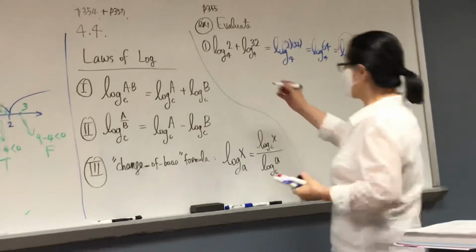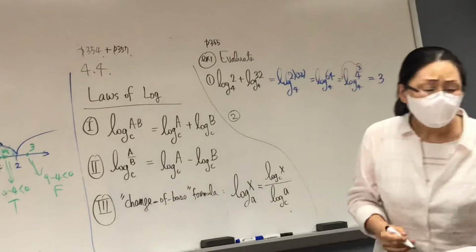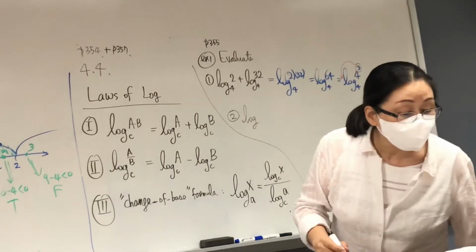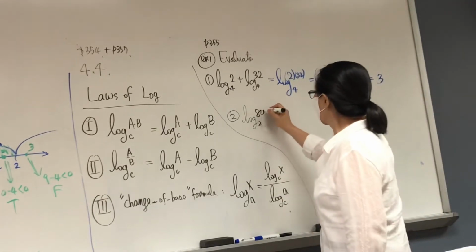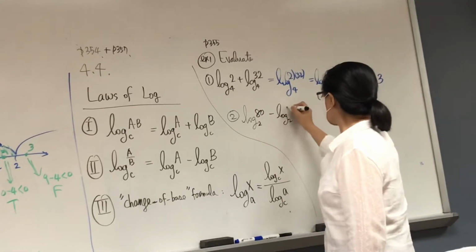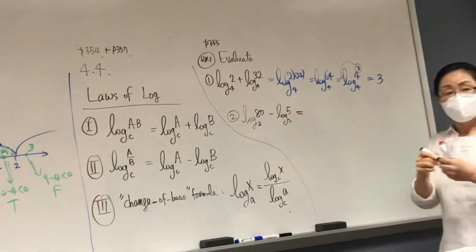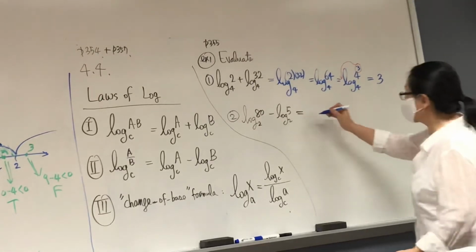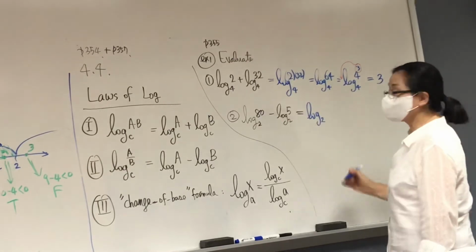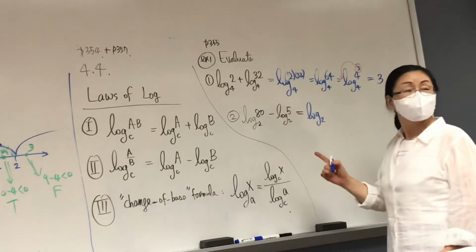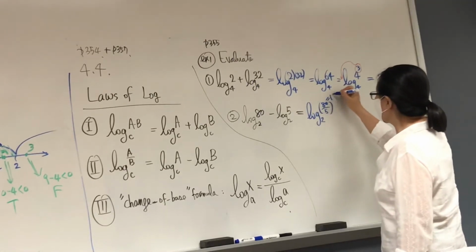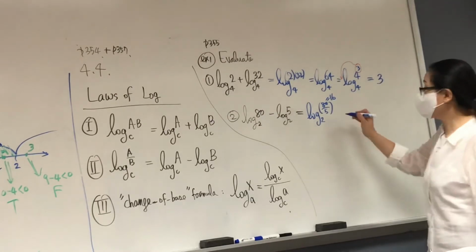Okay, number 2. Log 2 base 80 minus log 2 base 5. How do you want to evaluate? So, by log 2. Am I right? So how do you write it down? Log 2 base what? 80 over 5. Right, 80 over 5. So what is it? This is 16.